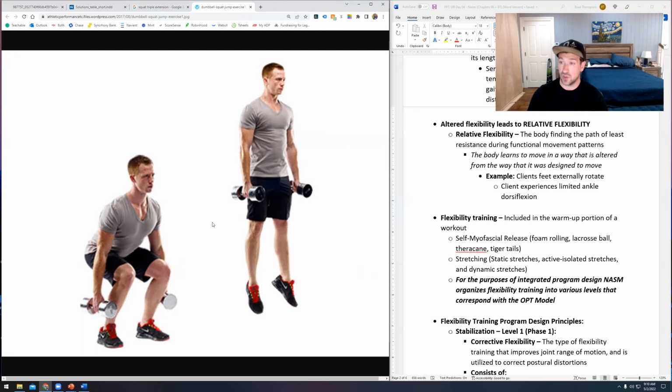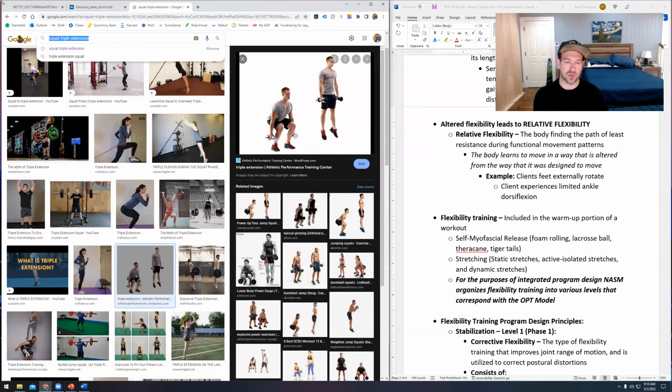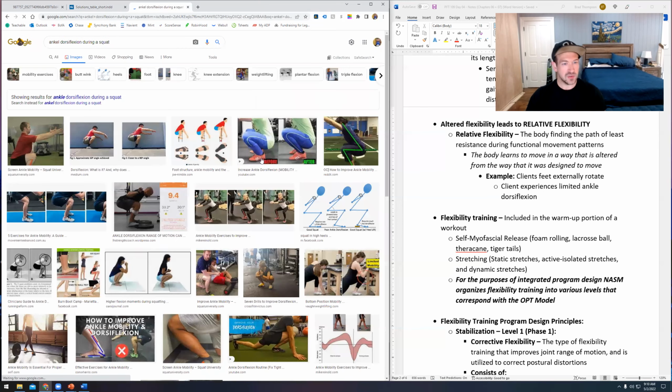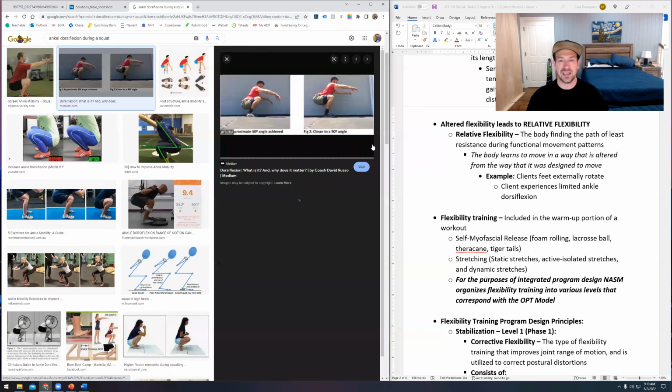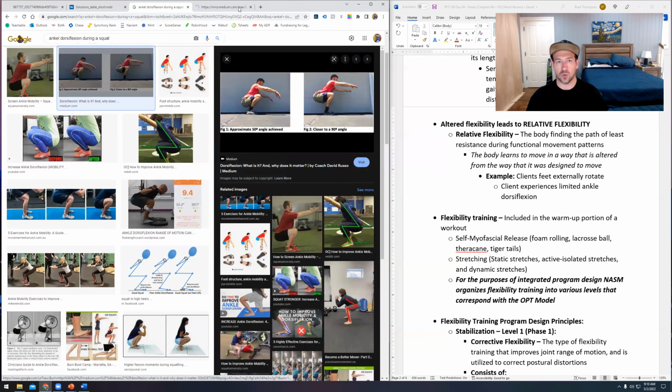So we call a squat a triple extension movement because we always name stuff after when the muscle is shortening, when it's pulling. So when all three of these muscles pull, we get plantar flexion, we get knee extension, we get hip extension. But let's just take a look at the ankle dorsiflexion during a squat. So when you squat, your knee has to travel forward.